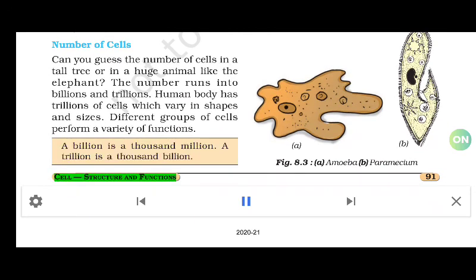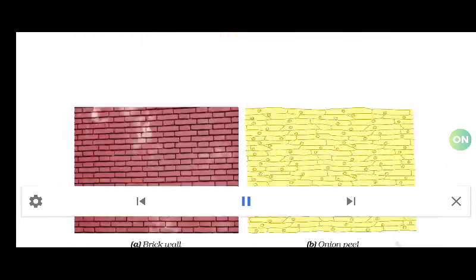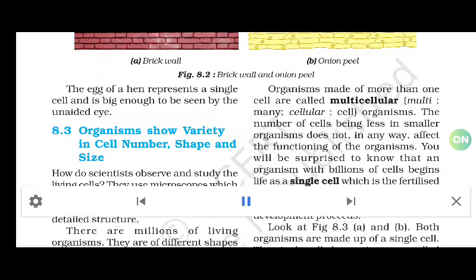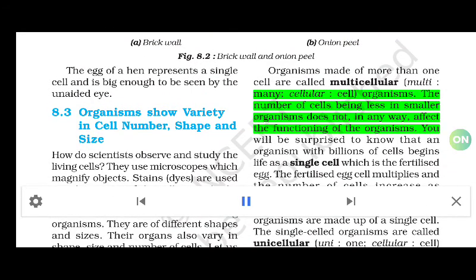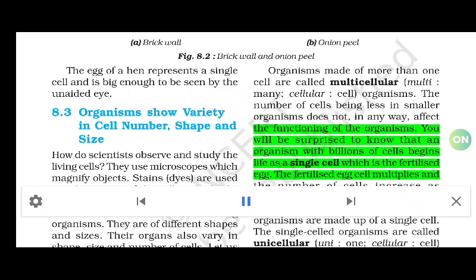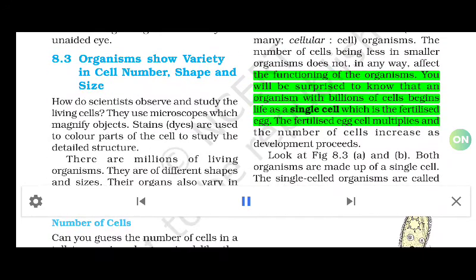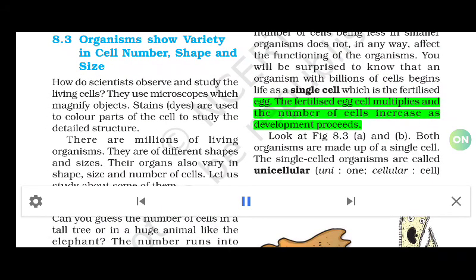Cell, structure and functions. Fig. 8.3a. Amoeba. B. Paramecium. Organisms made of more than one cell are called multicellular organisms. The number of cells being less in smaller organisms does not, in any way, affect the functioning of the organisms. You will be surprised to know that an organism with billions of cells begins life as a single cell, which is the fertilized egg. The fertilized egg cell multiplies and the number of cells increase as development proceeds.